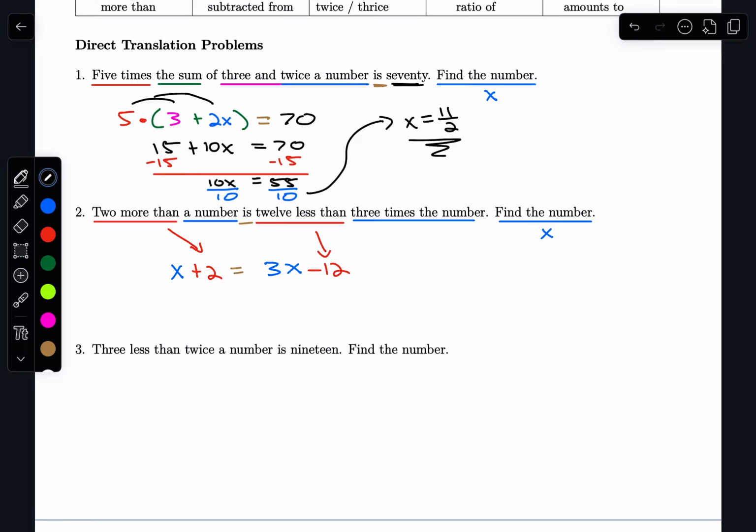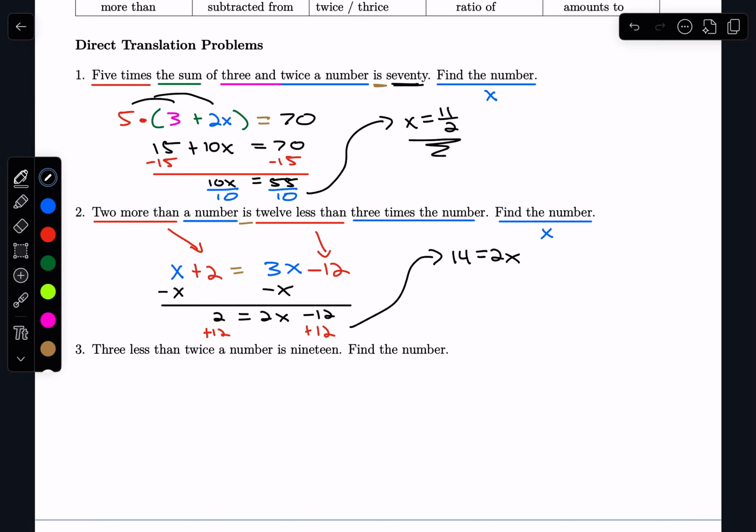Once we have that down, now the solving steps. This is just a 2-step equation. I'm going to go ahead and subtract x from both sides. That is going to leave me with 2 is equal to 2x minus 12. The reason I moved the x to the other side instead of moving the 3x was because it keeps my variable term positive. I have a positive 2x now. I'm going to add 12 to both sides. That is going to leave me in the next line with 14 is equal to 2x.